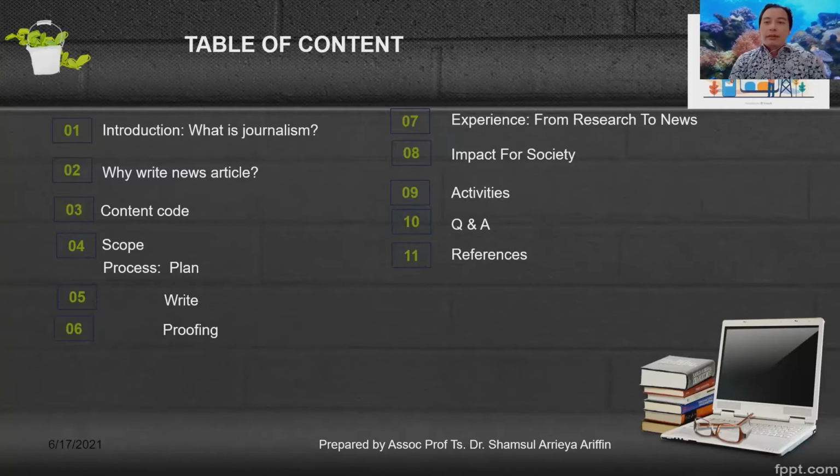And then I introduce you to the content code, because we are living in Malaysia. So we follow the content code, which is provided by MCMC, the Multimedia Commission. Yeah? And then we have also the scope of writing, which involves the process of writing, which has 3 main areas: planning, writing, and proofing. And I will also talk about my experience from research to newspaper. And then I'll talk also a bit on impact for society, and maybe there is a short activity, and then we have Q&A and then references.